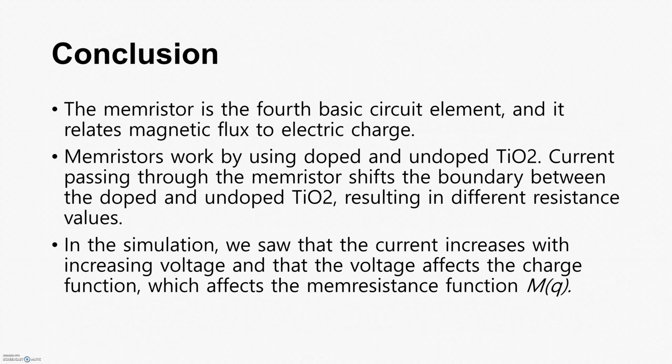So in conclusion, the memristor is the 4th basic circuit element, and it relates magnetic flux to electric charge. The memristors work by using doped and undoped titanium dioxide. The current passing through the memristor shifts the boundary between the doped and undoped titanium dioxide, which results in different resistance values. And in the simulation, we saw that the current increases with the increasing voltage, and that the increased voltage affects the charge function, which in turn affects the memristance function, M of Q.